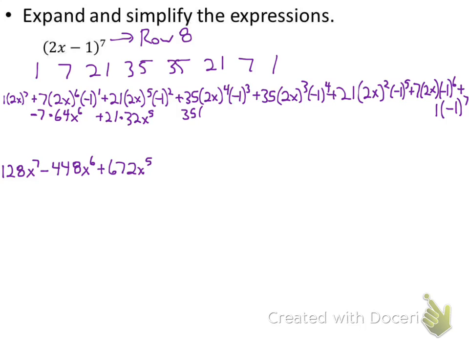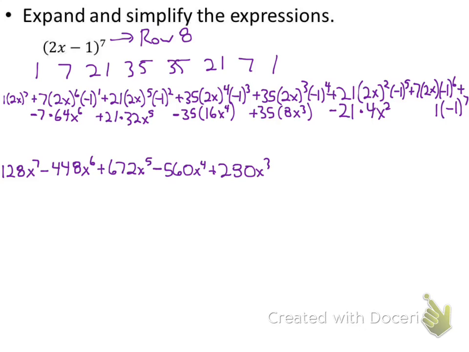Next one, we go 35 times 16x to the 4th, but it's negative 1 is to the 3rd. It's odd, so that's going to be a negative. So that's minus 560x to the 4th. 35 times 8x to the 3rd. It's negative 1 to the 4th. That's positive. We get 280x to the 3rd. Then we go 21 times 4x squared, and that will be negative. That's negative 84x squared. Our second to last term there would be 14x and positive. Minus 1 is our last term.